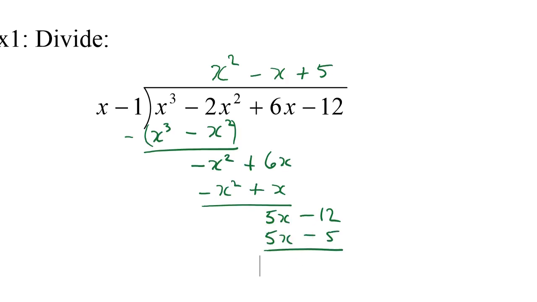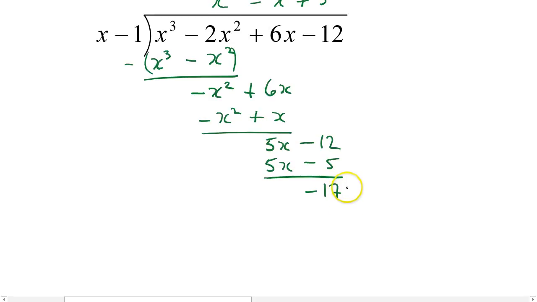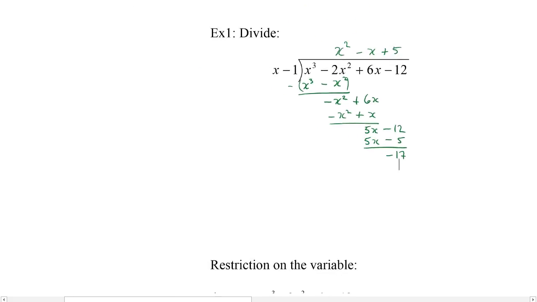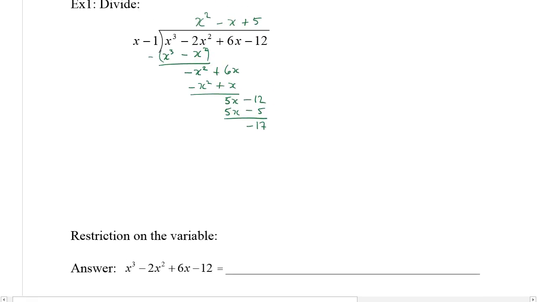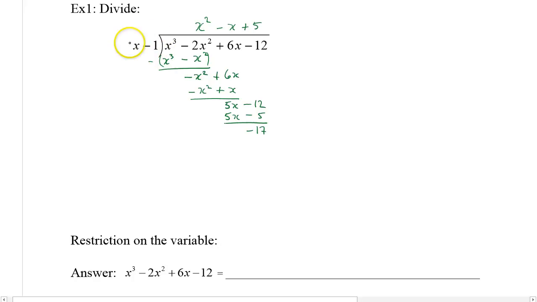And now when I subtract it out, my 5x's are going to cancel each other out. And I will get nothing there, and I'll get minus 12 minus 5 is minus 17. All right, so I'm done. That's my remainder, and I got my quotient up top. Here it says, what is the restriction on the variable? Well, if I'm dividing by x minus 1, that means that x cannot be equal to 1.